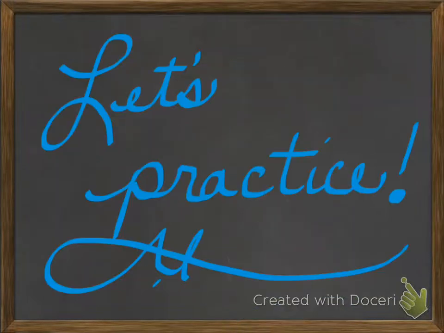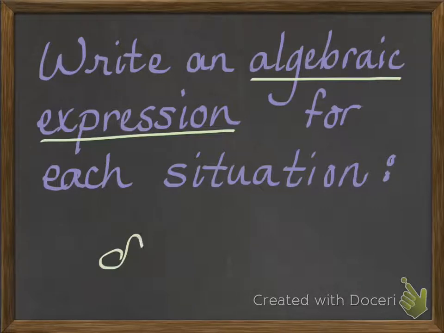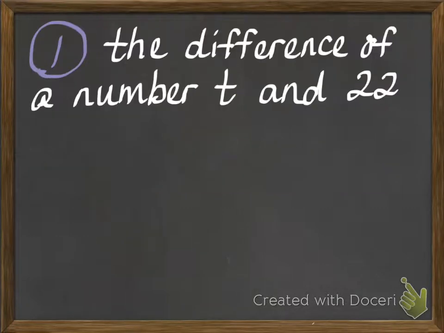All right, let's practice a few and let's see how you do. So we're going to write an algebraic expression for each situation. So remember, algebraic expression means that we're using a variable like a letter, and we're going to use an operation like multiplication or subtraction, addition, division, and so on. So number 1, the difference of a number t and 22. The difference of a number t and 22.